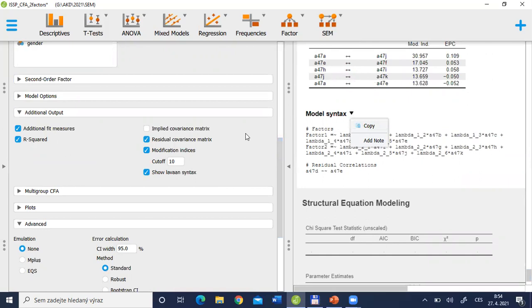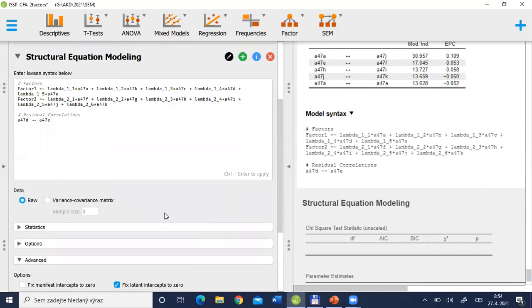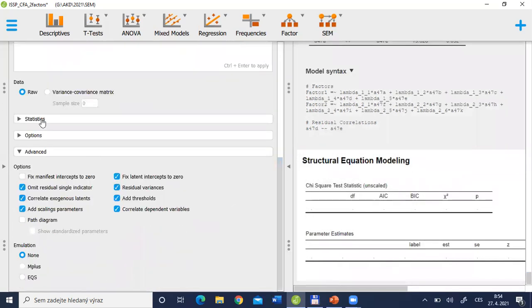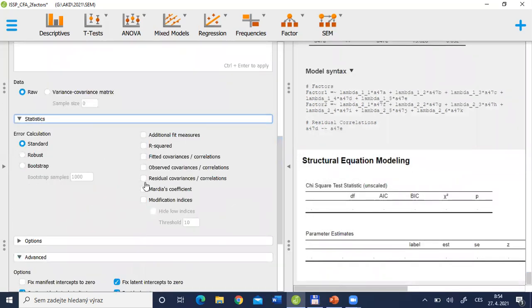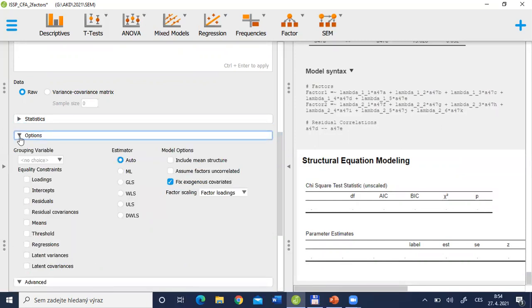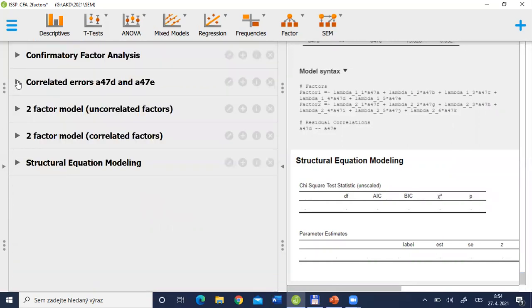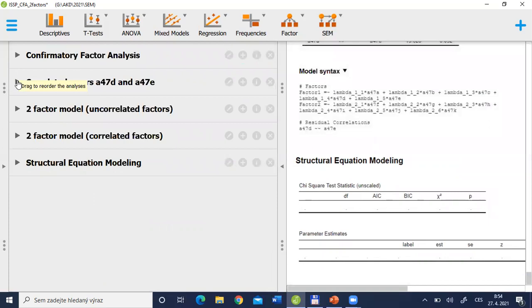I can skip, but I'm not able to find the output I would like to see. So I would once again go to SEM. So here we are. Statistics, additional fit measures, fitted residuals. So these are once again the same output as we covered previously. For options, there is no such output. And for advanced, sorry for that, but I'm not able to find it. I will try to find it during the break and show you where it is hidden. I guess it is included in JASP.